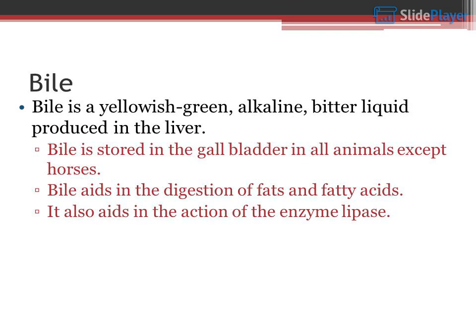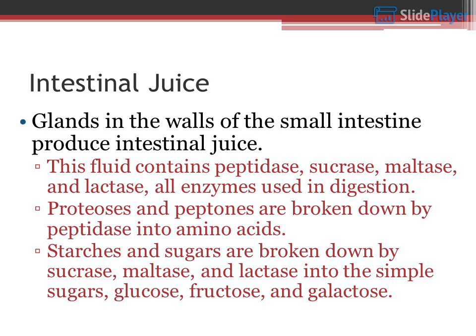Bile. Bile is a yellowish-green, alkaline, bitter liquid produced in the liver. Bile is stored in the gallbladder in all animals except horses. Bile aids in the digestion of fats and fatty acids. It also aids in the action of the enzyme lipase.